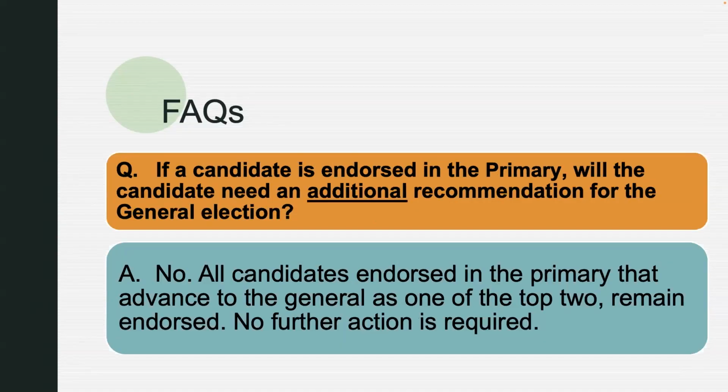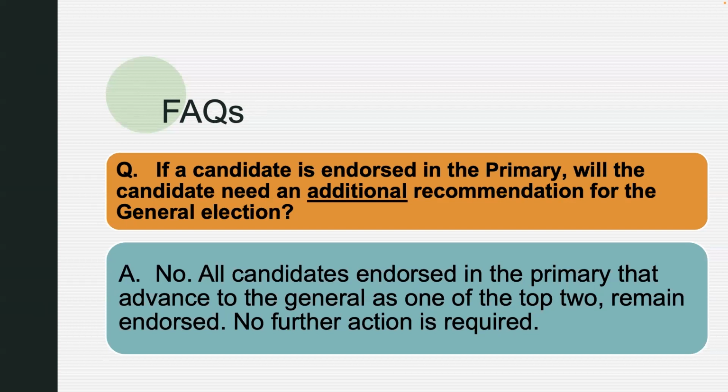If a candidate is endorsed in the primary, will the candidate need an additional recommendation for the general election? Good question. So if a candidate is endorsed in the primary, do they need to be endorsed again? No. All candidates that are endorsed in the primary and who advance to the general election will still be endorsed. No further action is required.